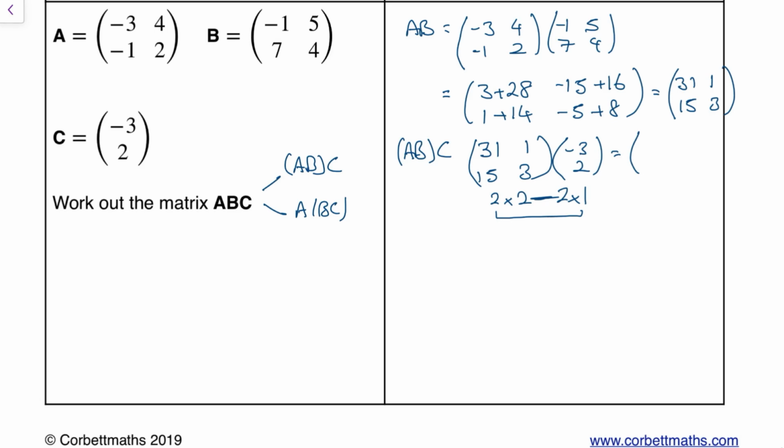So top row, or first number, top number, is going to be 31 times minus 3, which is minus 93. And then I'm going to add on 2. And I'm going to do 15 times minus 3, which is minus 45. And then I'm going to add on 6. Which means my final answer is going to be minus 91 and minus 39. And that's my answer to the last question, minus 91, minus 39.